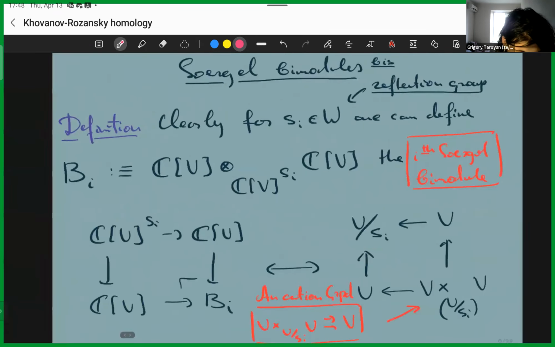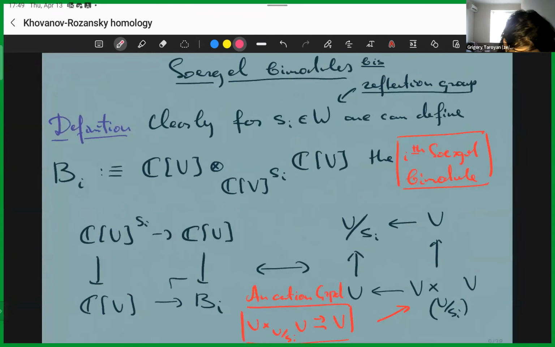Okay. So let's return to Soergel bimodules. As was promised, if you have a reflection group, and now it's important that we actually have some vector space on which it acts, then we can define a Soergel bimodule by considering the following thing. So we take a generating reflection, and we take the tensor product as before, and we call it the i-th Soergel bimodule, and actually it admits the following description.